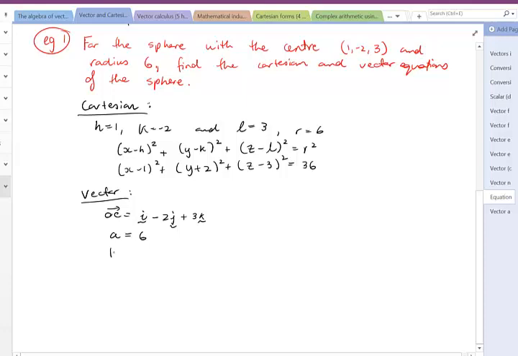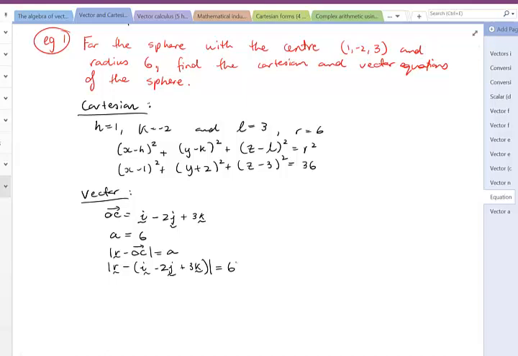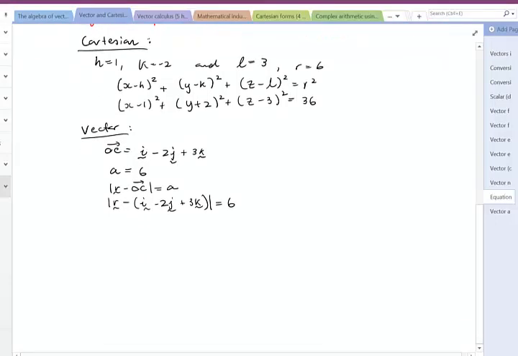And as the vector equation is the magnitude of R subtract OC is equal to A, then we end up with the magnitude of R subtract (i - 2j + 3k) is equal to 6. And that's it. That's the vector equation. So Cartesian equation, vector equation, nice and easy to use. We'll look at a final example.